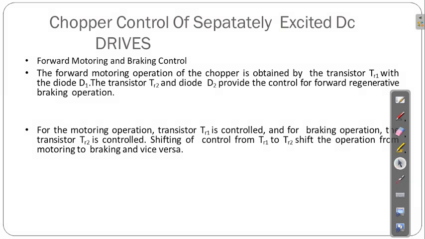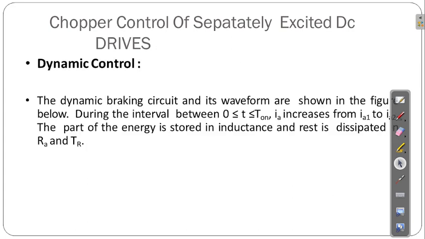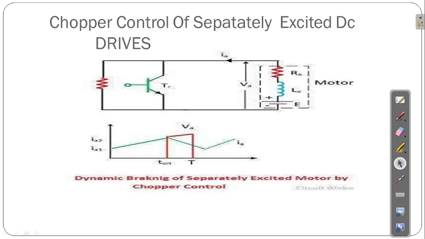Now we'll move to dynamic control. See, dynamic control braking circuit and its waveform are shown here below. During the interval of 0 to T on, the IA is increased from IA1 to IA2. The part of energy is stored in inductance and rest is dispatched in RA and TR. We'll see the diagram here.